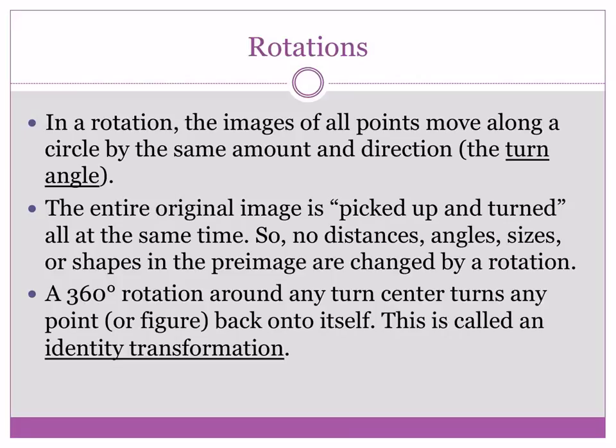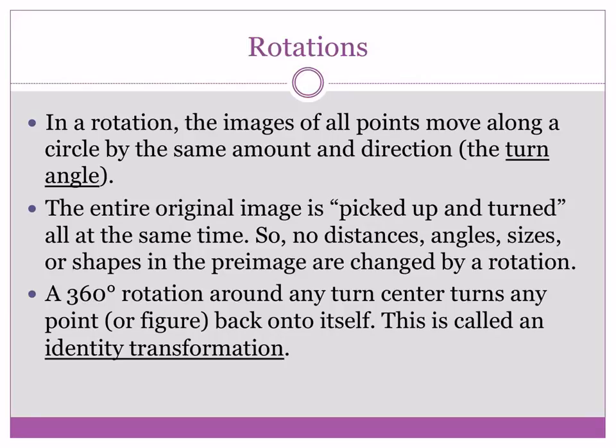In a rotation, the images of all points move along a circle by the same amount and direction, which is called the turn angle. So like you guys identified, it looked like it might be something like 90 degrees. That would be the turn angle. Okay? The direction would be clockwise or counterclockwise. The entire original image is picked up and turned all at the same time. So no distances, angles, sizes, or shapes in the original image are changed by a rotation. That's what makes it an isometry, right? We don't change any of those distances from before.